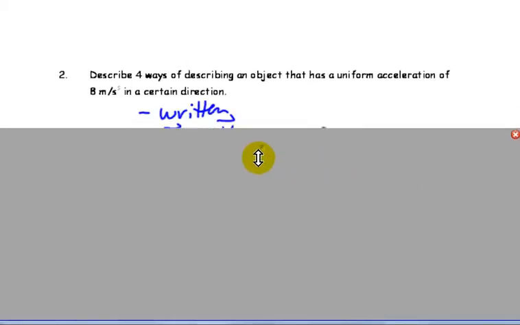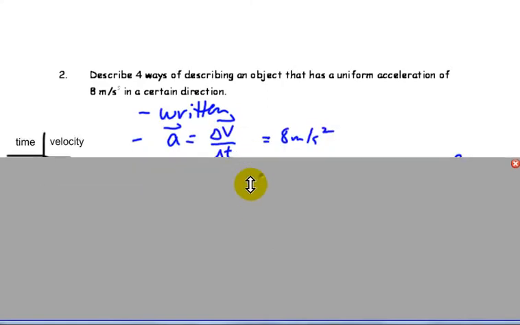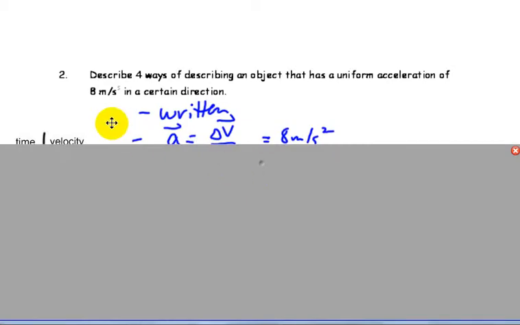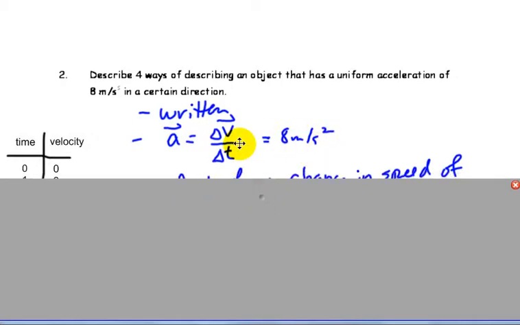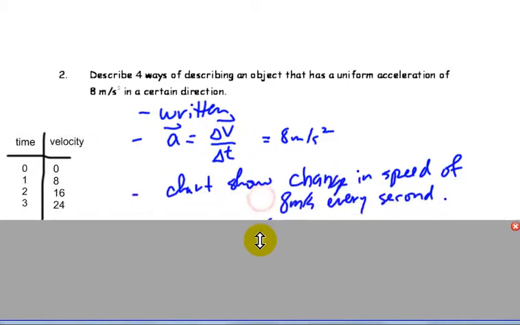Four ways we can talk about uniform acceleration of 8 meters per second squared. Just by writing it out, 8 meters per second squared. That means every second that passes by, the velocity is increasing by 8 meters per second. As an equation, we can look at it: 8 meters per second squared, change in v over change in t.